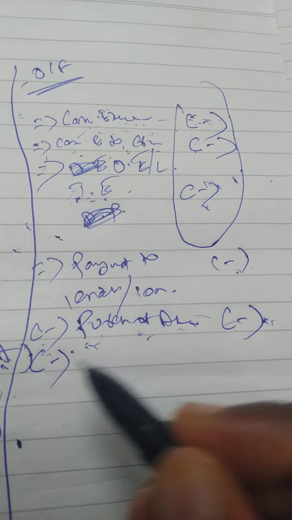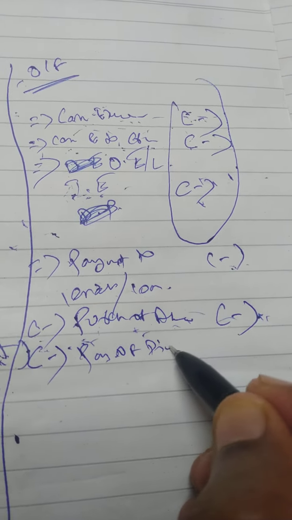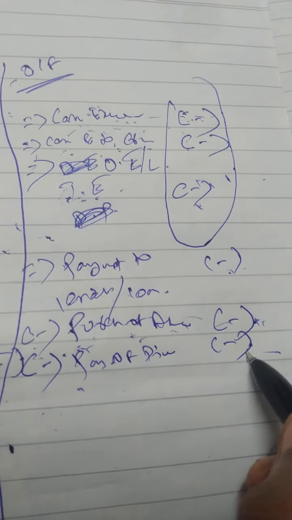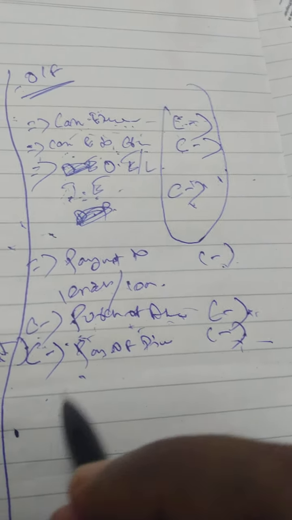What else? Payment of dividend to equity shareholders. That is also an outflow. So like this there are many outflows.